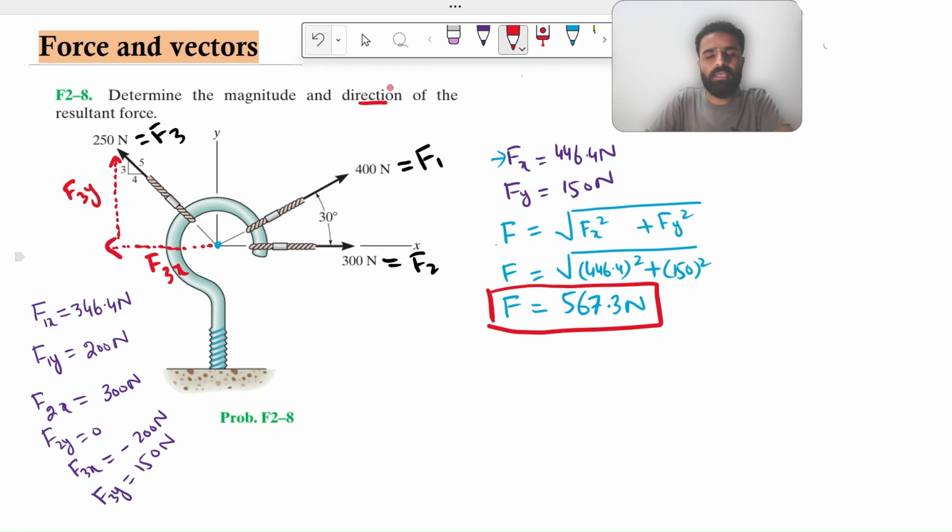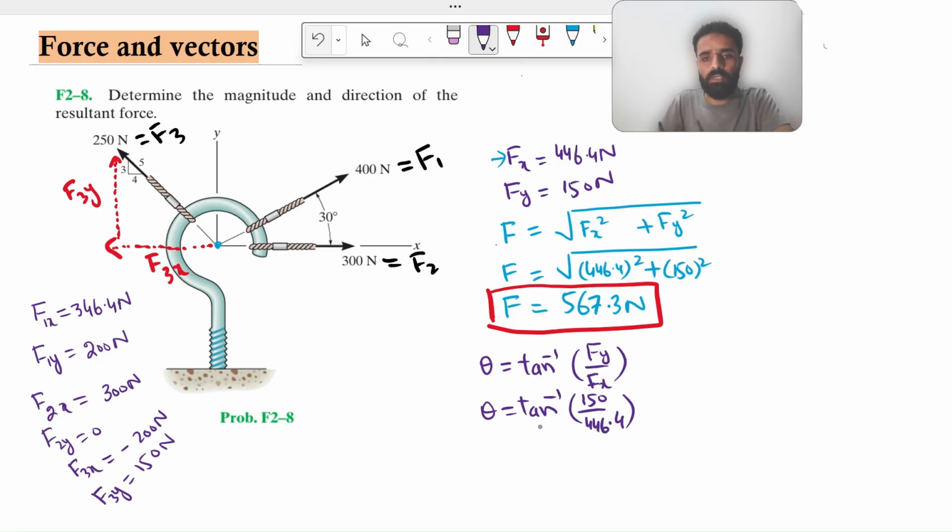Now we'll be determining the direction. Theta is equal to tan inverse Fy divided by Fx. So this is the formula for the direction. Direction is represented by theta. So putting the value of Fy and Fx, so tan inverse Fy value is 150 divided by 446.4. So putting all the values in the calculator, we will get the value of theta, which will be 38.1 degree. So this is the answer for the direction.